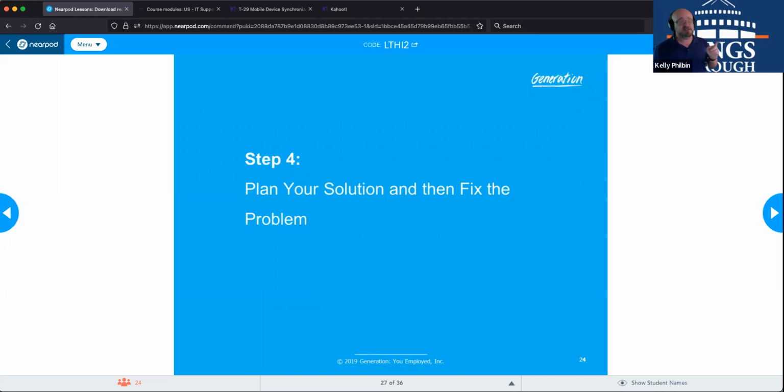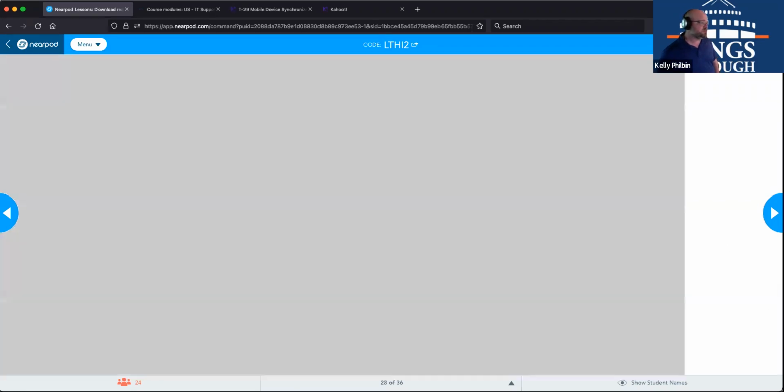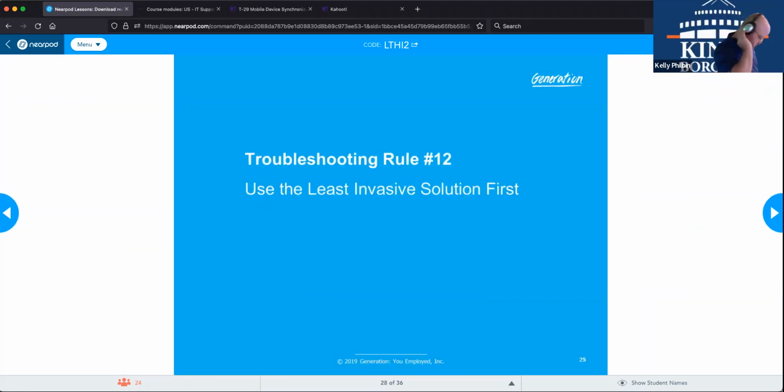So we know what the problem is. Now we have to figure out how we're going to solve that problem and then put that plan into action. So we're going to plan for our solution and then move forward with fixing that problem. So pretty straightforward. Step 4. Kind of refreshing it. Some of these things are exceptionally important. We want to keep reminding ourselves of it.